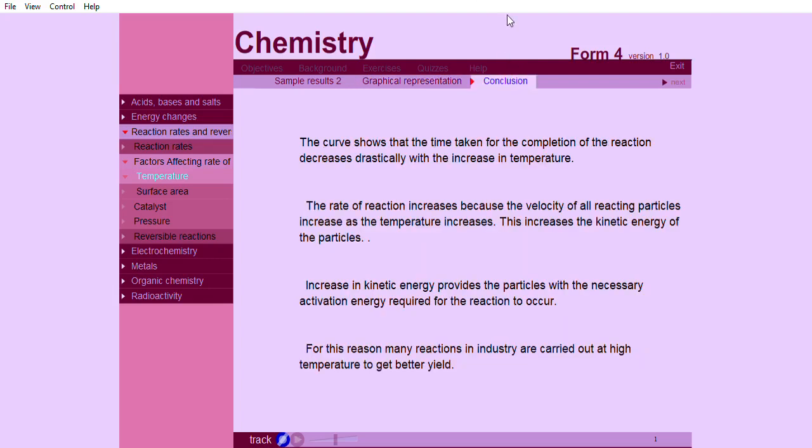The curve shows that the time taken for the completion of the reaction decreases drastically with the increase in temperature. The rate of reaction increases because the velocity of all reacting particles increases as the temperature increases. This increases the kinetic energy of the particles. Increase in kinetic energy provides the particles with the necessary activation energy required for the reaction to occur. For this reason, many reactions in industry are carried out at high temperature to get better yield.